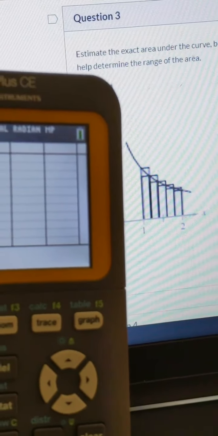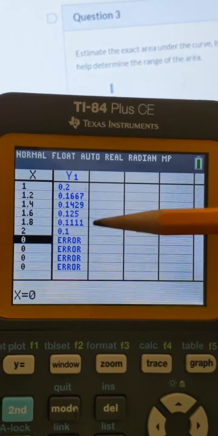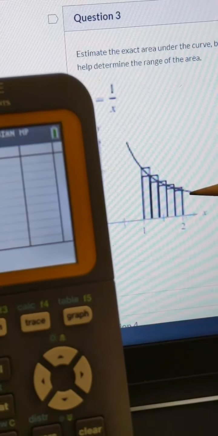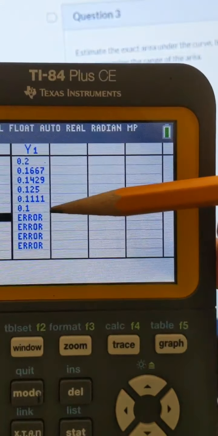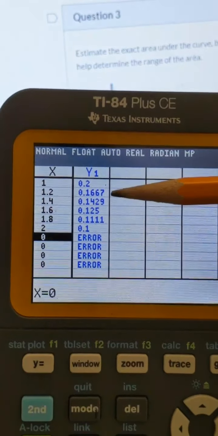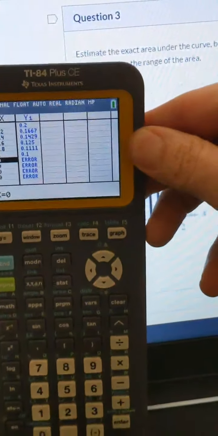Actually this would be the upper range, but the left bound would be from 1 to 1.8. I'm going to write those out, add them up. And then the right edge would be from 2 to 1.2. So I'll write those numbers up and add them up. So I'll just set that back there.